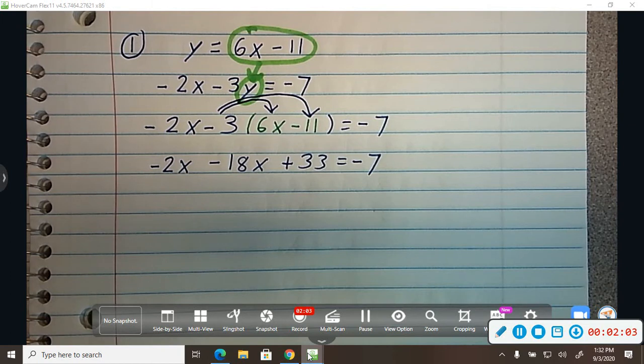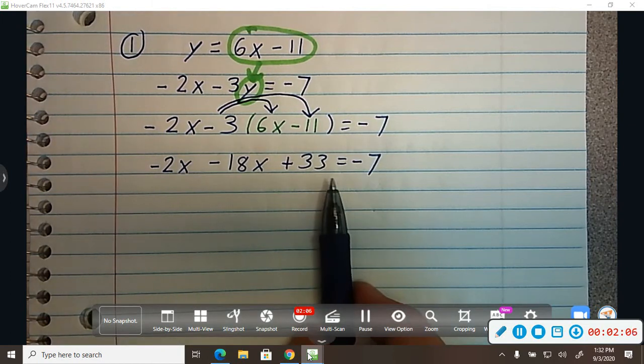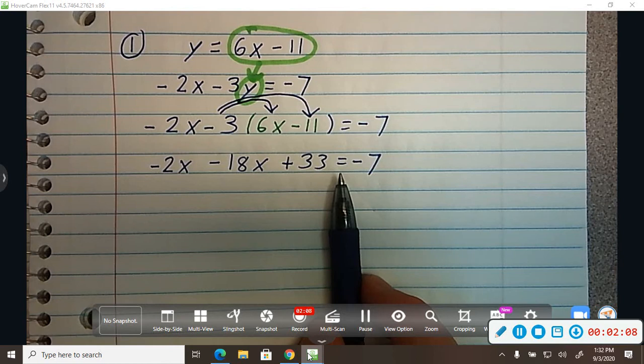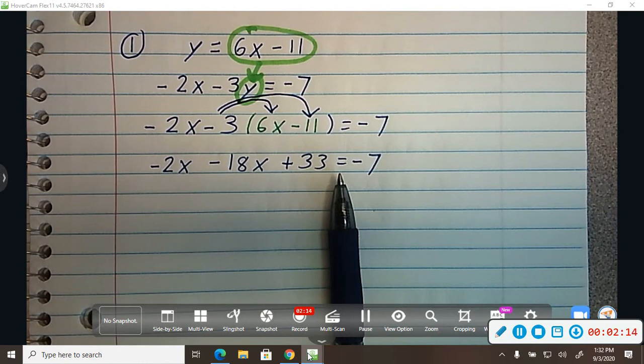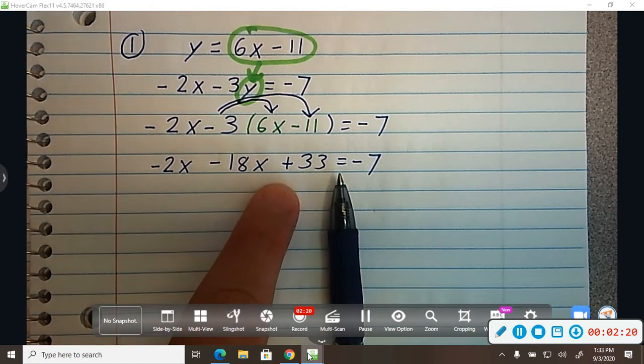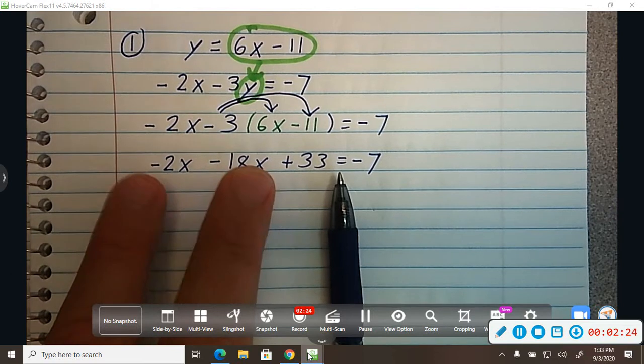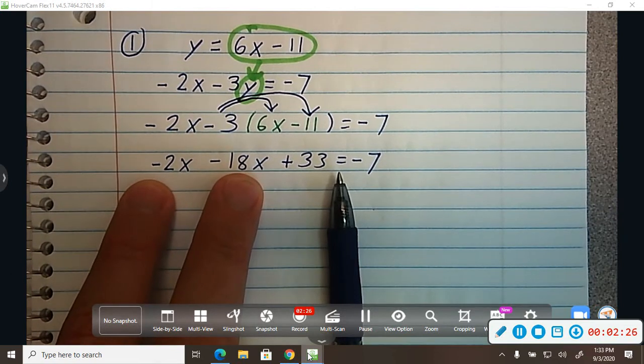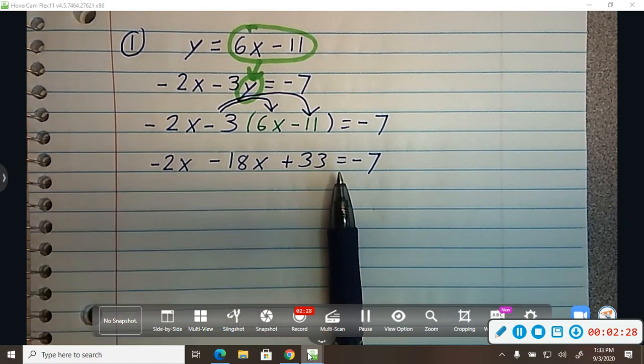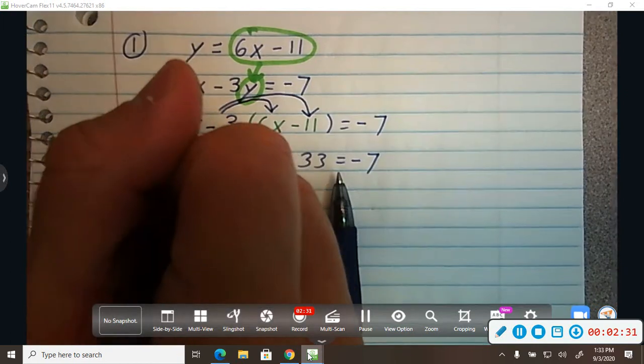So sometimes I like to use my pen to mark left side versus right side. Sometimes that helps me instead of drawing a line. I know most teachers draw a line. On the right side, all I have is negative 7. On the left side, I have an x term and a constant term. So these two can combine, and negative 2x minus 18x is negative 20x.